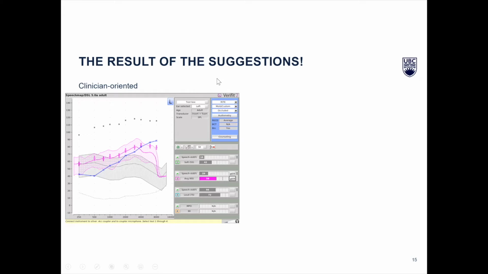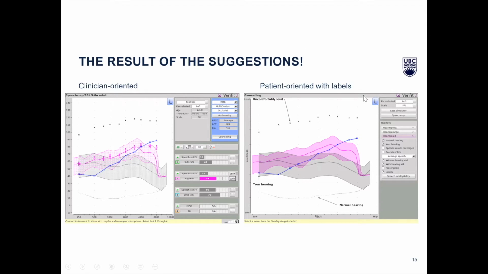So just to show you the changes, here's the clinician-oriented screen. And then they developed this patient-oriented screen that has nice labels on it. The legend on the side probably makes a little bit more sense than this clinician set of labels. And then there's a variety of ways to look at the data or the information about the hearing aid fitting. And all of these came directly from the results of our focus groups. So it's kind of nice to see it implemented and implemented quite quickly.